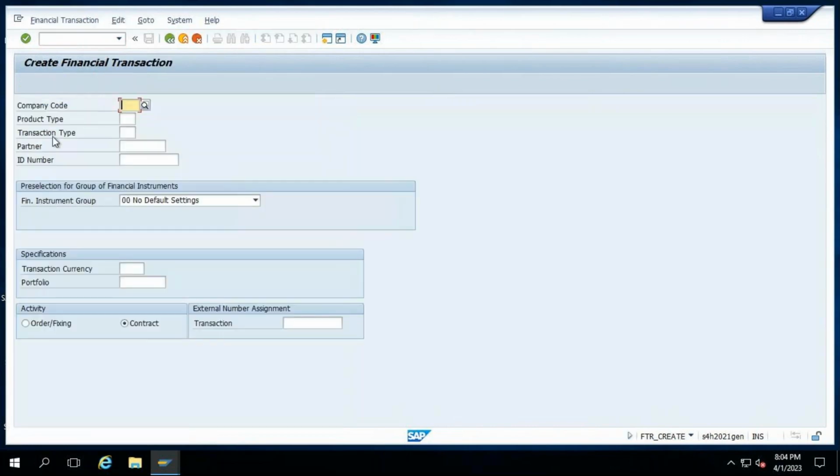And the second thing, now you see, let's say this is the company code. So I say TRP1, okay, and the product type would be, let's say, TD1. Transaction type would be, let's say, 100.